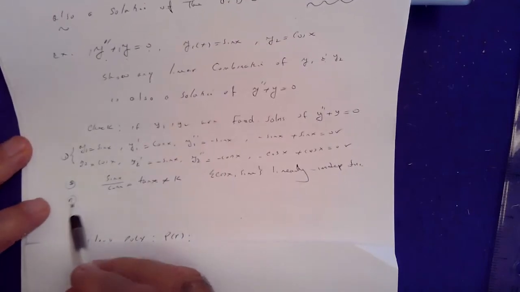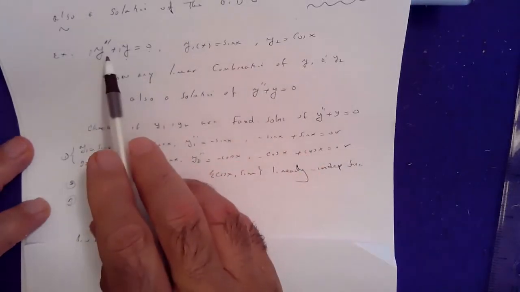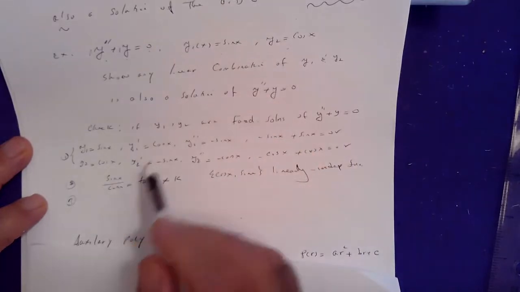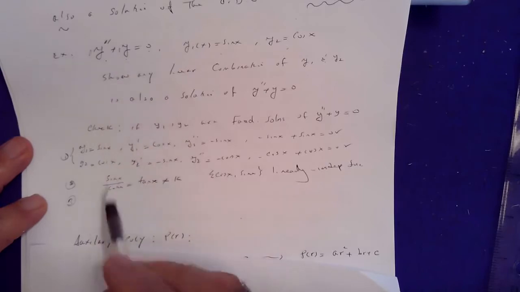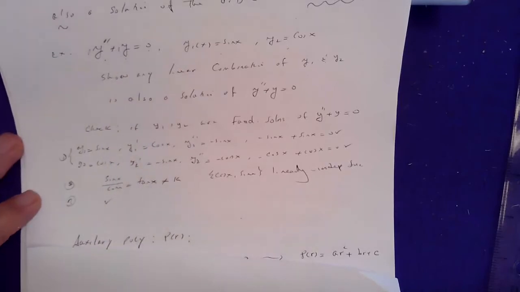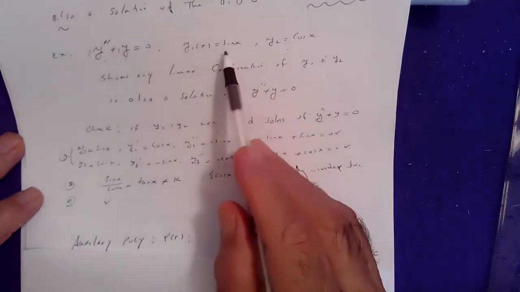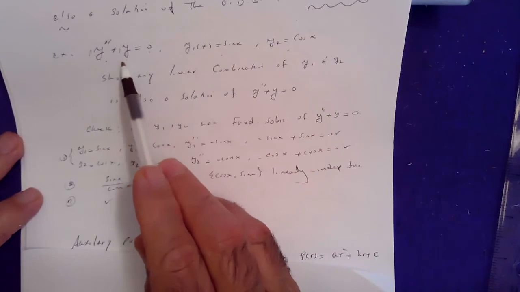The third condition is what? The number of solutions I was given matches the order of the differential equation. I was given two functions, and that matches the order. So condition number 3 is satisfied. So I can call sine of x and cosine of x a fundamental solution of this differential equation.